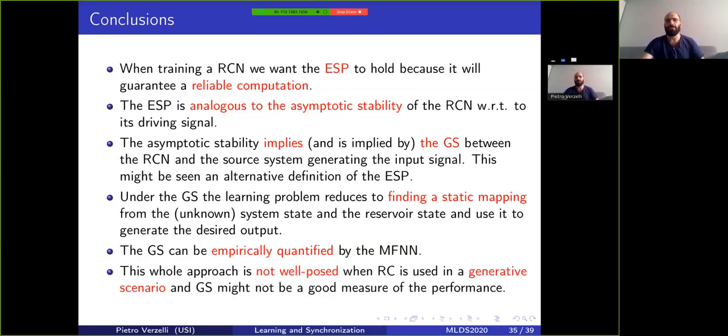And in the last slide, I discussed how this whole approach maybe is not well posed when the reservoir is used in a generative scenario, so with feedback. And maybe the generalized synchronization might not be a good measure of the performance in that case. The system is a different one, and the assumptions that you are making are different, and maybe generalized synchronization is not the right perspective to study it. And again, since the generalized synchronization is the echo-state property, maybe the echo-state property is not what you're looking for in that scenario.